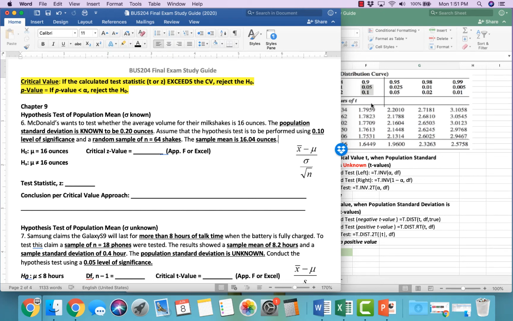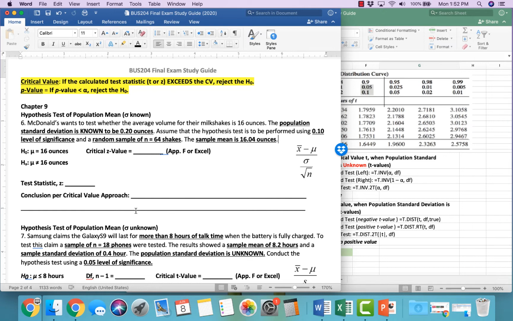In this video, I'll be going over our final exam study guide, which covers chapters 8, 9, 10, and 14. So here we are on the second page of the study guide, which covers chapter 9. And so the first problem we're looking at is a hypothesis test of a population mean when the population standard deviation is known. So McDonald's wants to test whether the average volume for their milkshakes is 16 ounces.